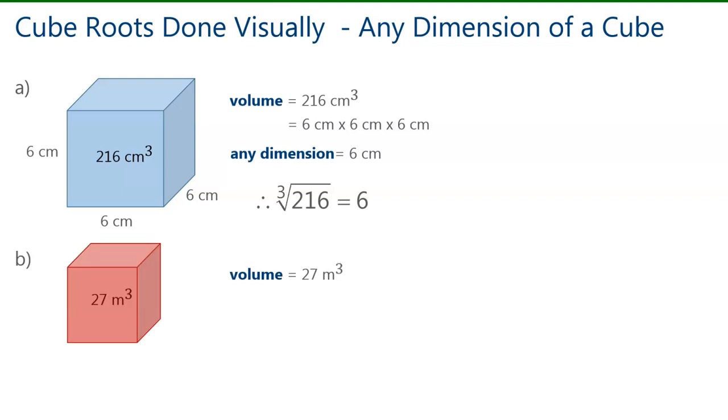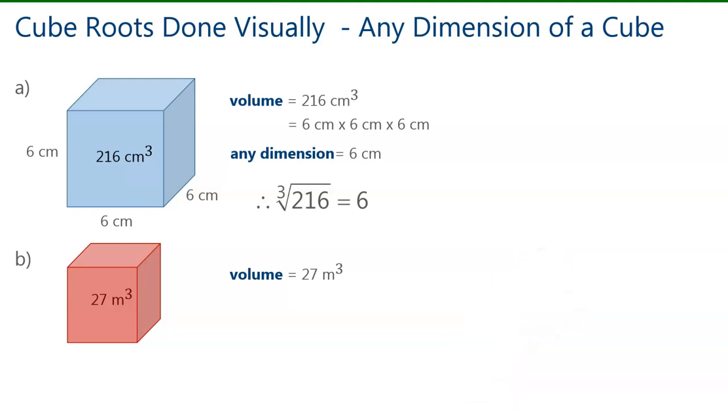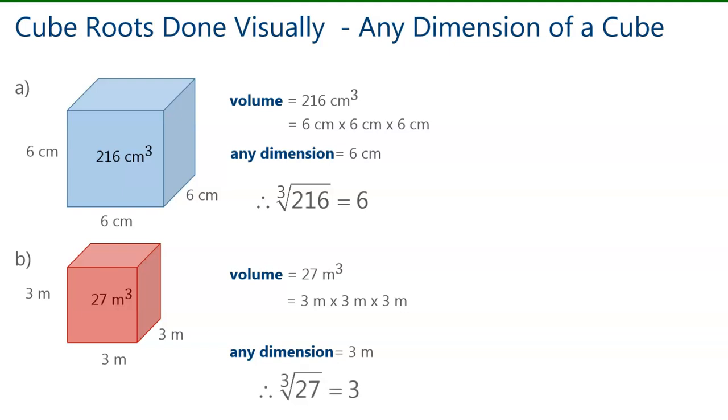For example B, consider a cube with a volume of 27 cubic meters. You need to think, what number times itself 3 times would give you 27? This one's a little easier. It's 3. So any dimension for your cube would be 3 meters. Therefore, the cube root of 27 can be interpreted as the dimension of that cube, which is 3.